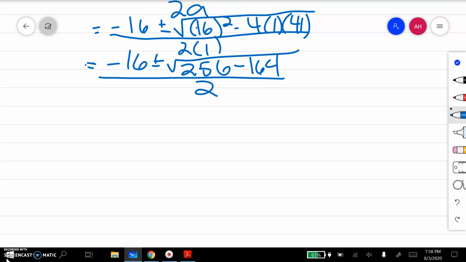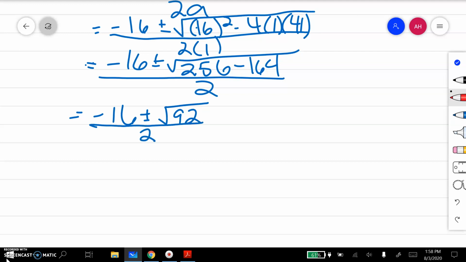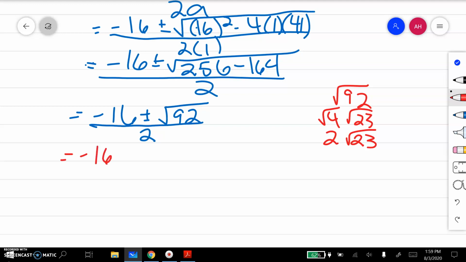Okay, then we're going to keep going. So we'll subtract what's underneath. And when you subtract that, you get 92. And that's still all over 2. Okay, the next thing you need to do is simplify this radical. So we've got 92. And that will break down into 4 times 23. And then we know the square root of 4 is 2. So we've got 2 square root 23. So I'm going to write that back in here. Negative 16 plus or minus 2 square root 23 over 2.